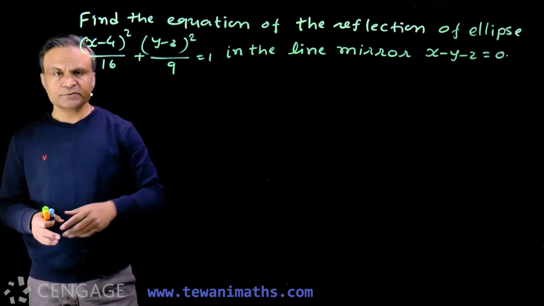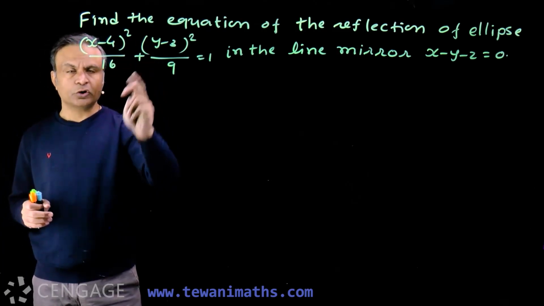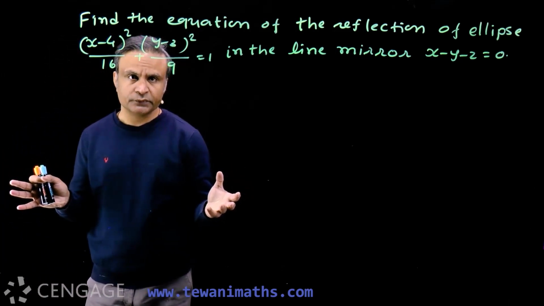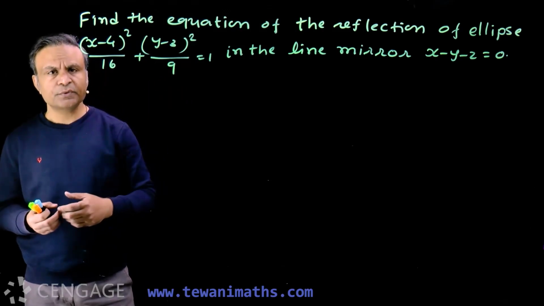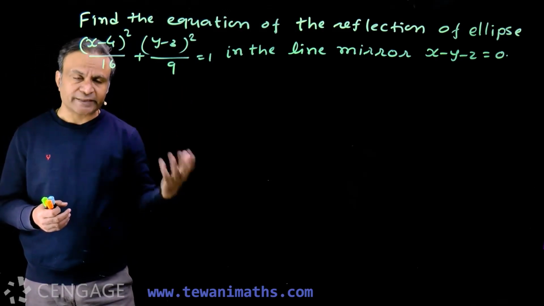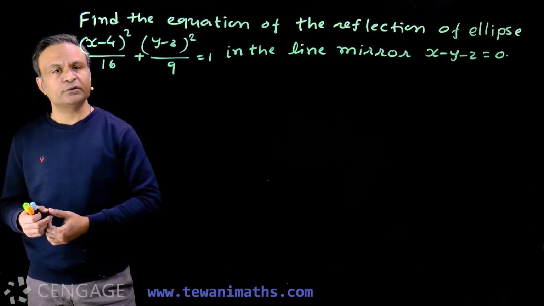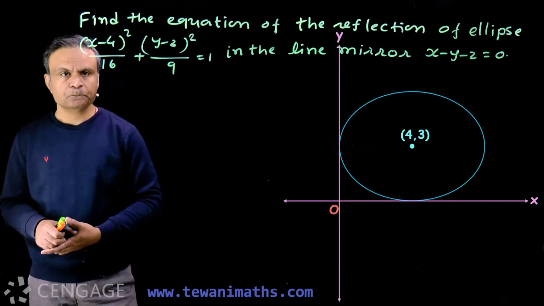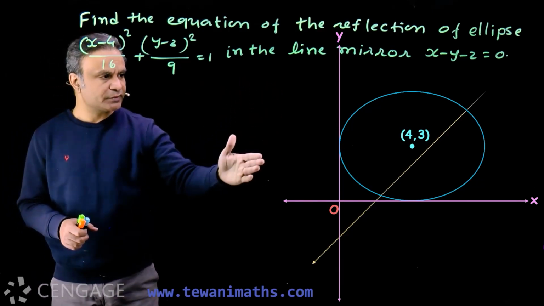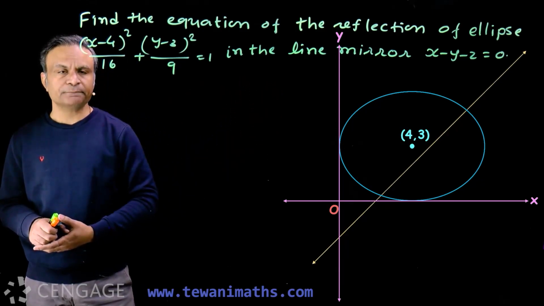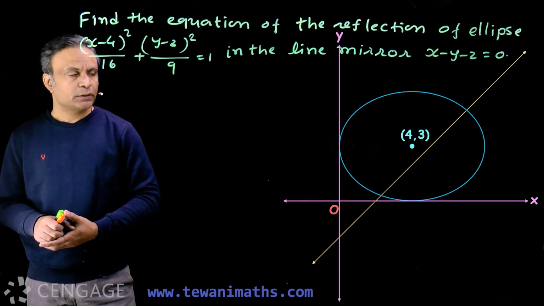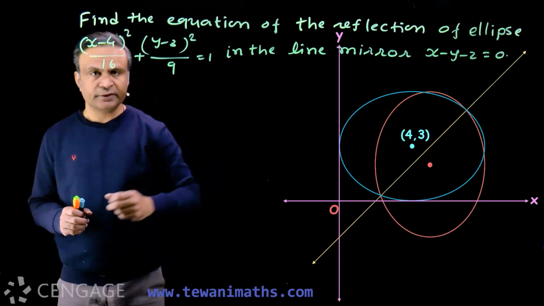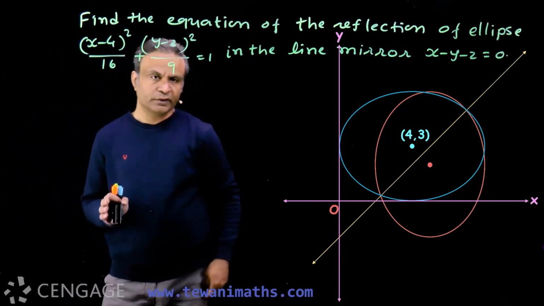Okay, now what about this ellipse? Center is 4, 3 and axis will be parallel to coordinate axis. We have here a greater than b, so major axis will be parallel to x-axis and minor axis will be parallel to y-axis. So we draw this ellipse on the coordinate plane. Then we draw line mirror x minus y minus 2 is equal to 0. Now we reflect this ellipse in this line mirror. We have to get the equation of reflected curve.